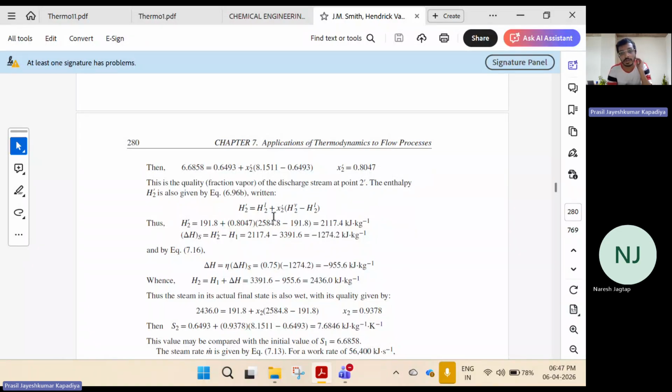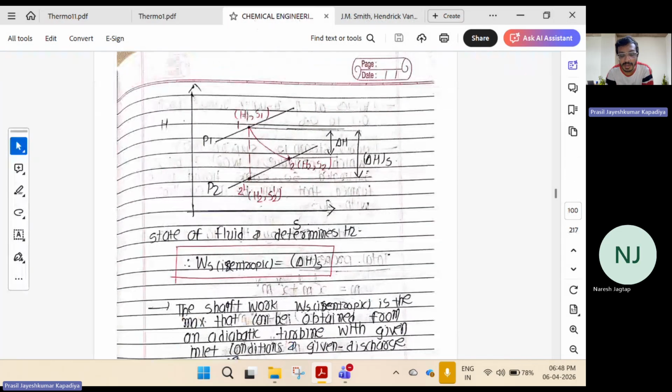Then if I put this quality of steam in this equation, H2 prime is equal to H2L, because at 10 kilopascal I know H2L and H2, and if I know X2 prime, I can find H2 prime. And if I know this H2 prime, then I can find delta Hs.